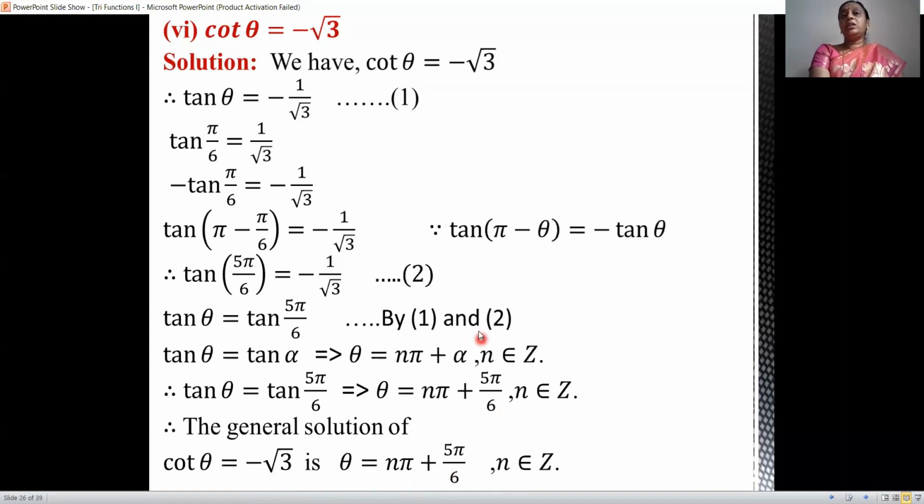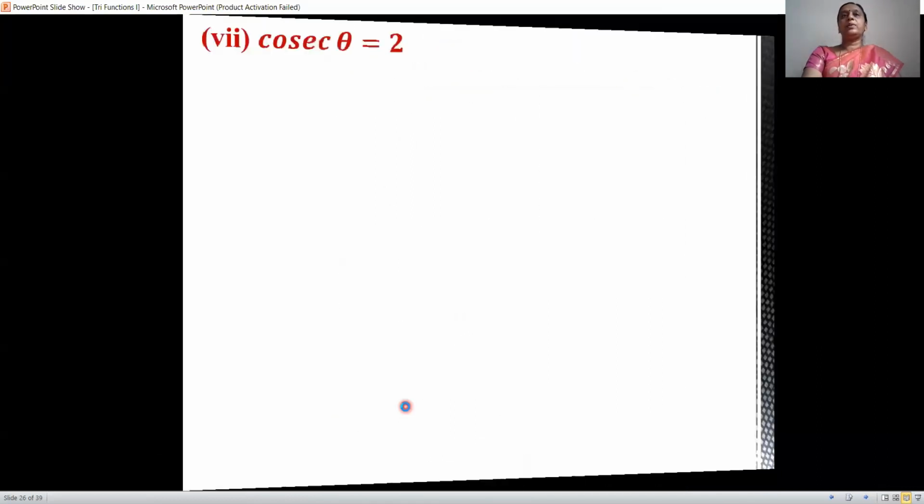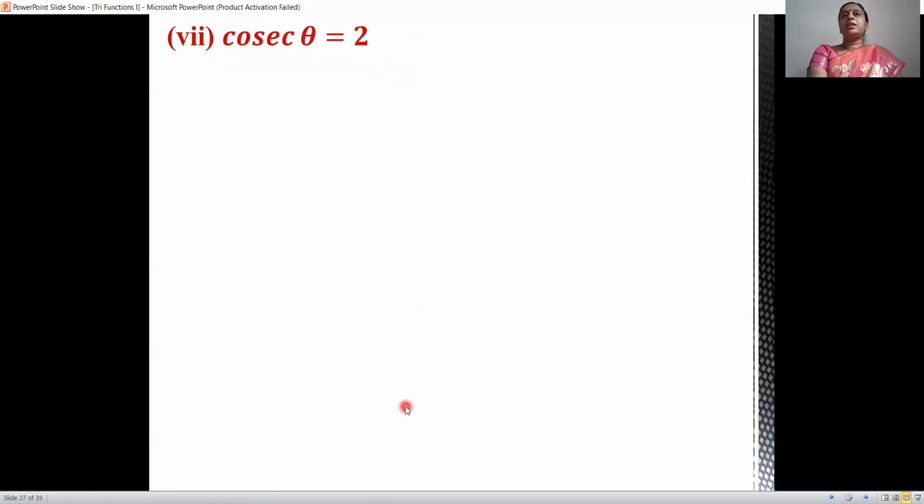Now, in all these problems, what are we doing? We are converting the given problem into standard form. And according to that remark, we are getting the general solution and keeping the value of alpha only. To illustrate this more, take some more examples. Consider cosec theta is equal to 2. We have to find the general solution of cosec theta is equal to 2.